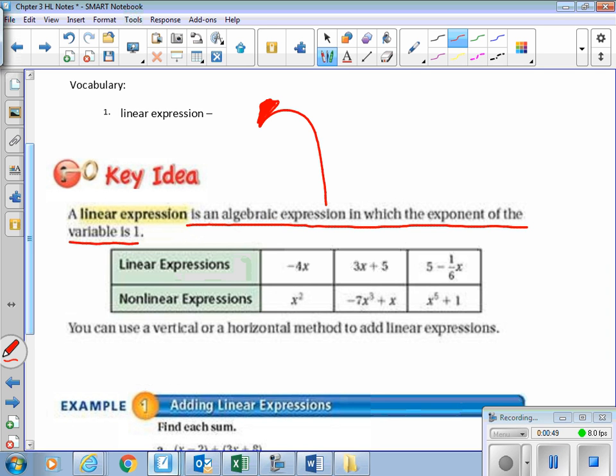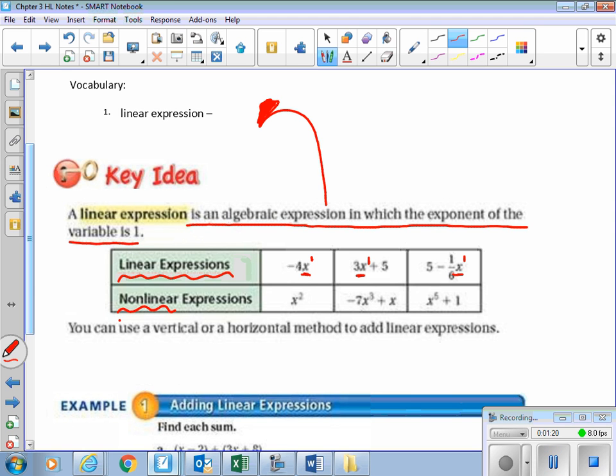Linear expressions. Notice that we have a variable x here. That exponent, since you cannot see it, is an exponent of 1. We just don't have to write it. In the next one, 3x plus 5, again we see the variable has an exponent of 1. And in the next one, 5 minus 6x, this x has an exponent of 1. So these are examples of linear expressions.